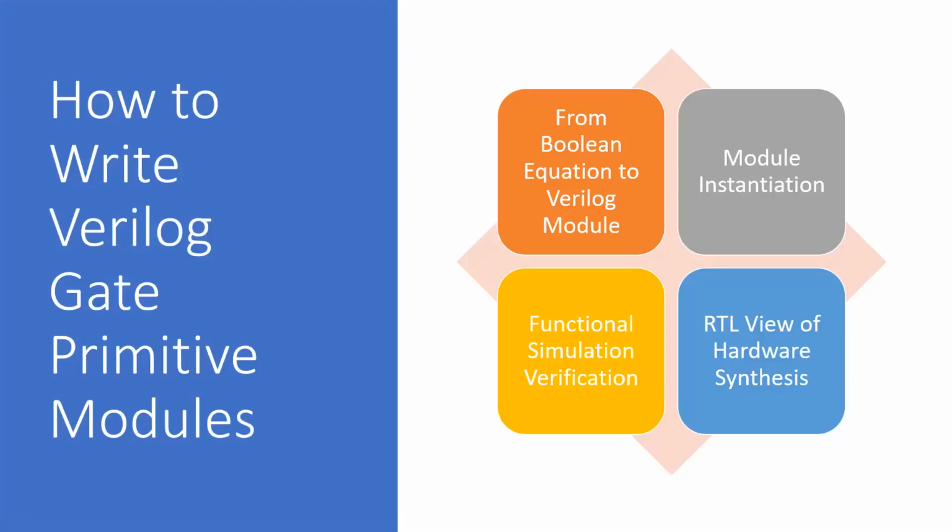Today's objective is to learn how to write Verilog modules using gate primitives. So gate primitives such as and, or, not. What we'll do is we're going to take a Boolean equation and translate that to a Verilog module. We'll then later instantiate the module.